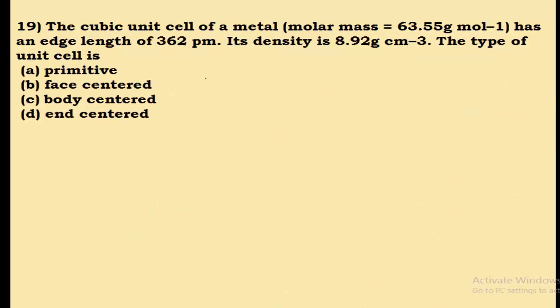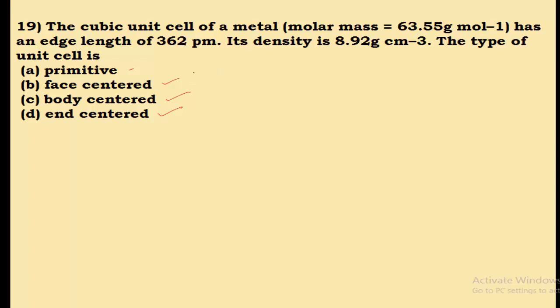Next, 19th one. The cubic unit cell of a metal has the edge length of 362 picometer. Its density is 8.92 gram per cubic centimeter. The type of unit cell is... So these are the options. Now to find the type of unit cell, first you need to find the number of particles in that unit cell. If the number of particles is 1, then it is primitive. If the number of particles is 4, then it is face centered. And if the number of particles is 2, then it is body centered as well as end centered.